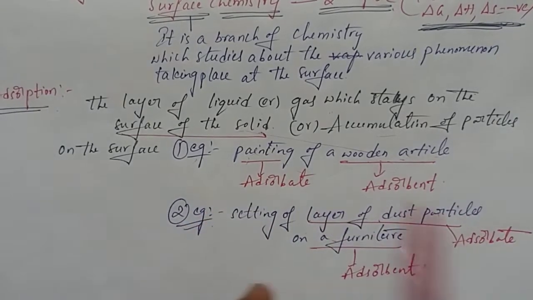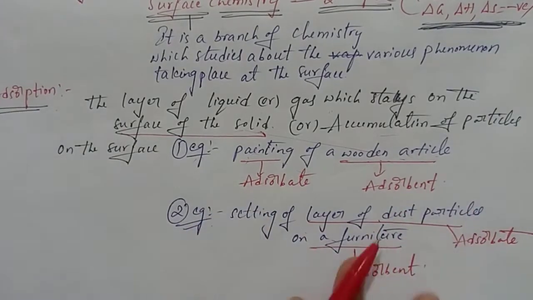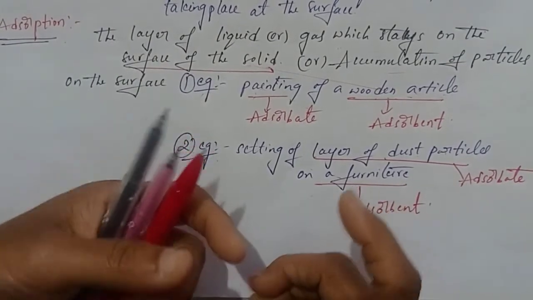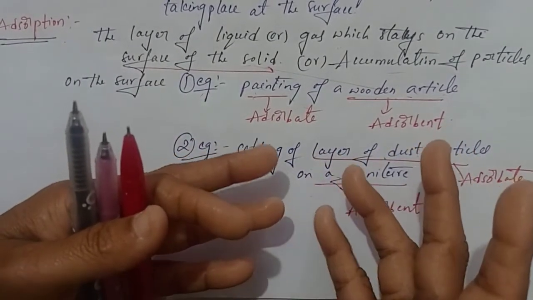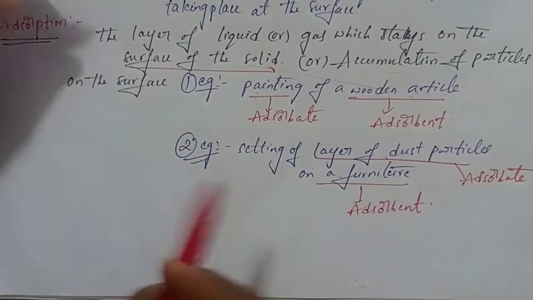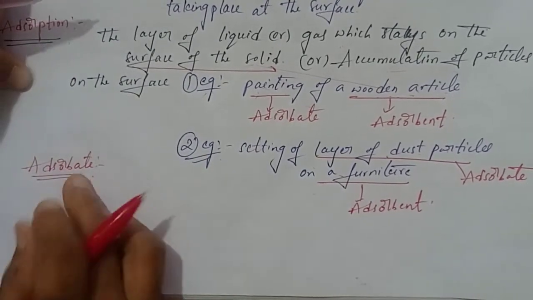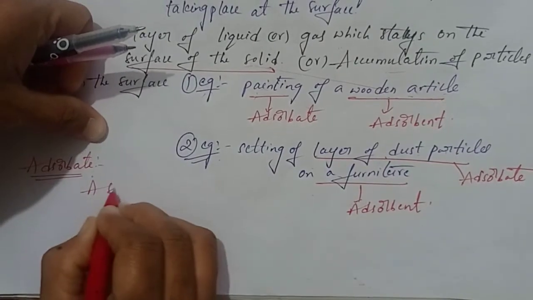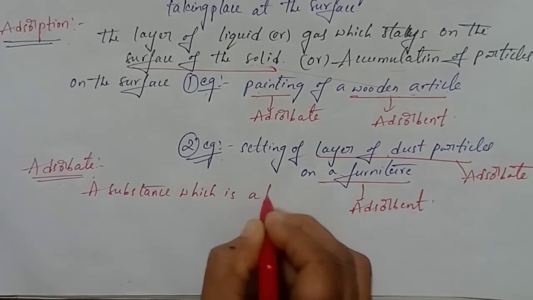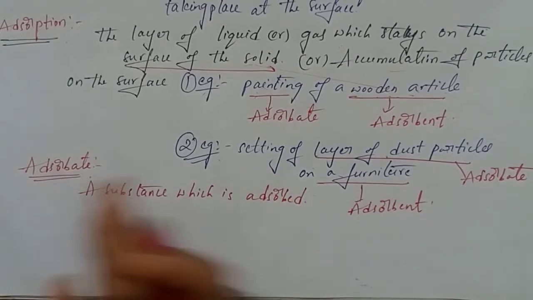This is adsorbate and adsorbent. Now, what is adsorbate? What is adsorbent? Adsorbate is nothing but the substance which is adsorbed. Are you following? What is adsorbate, students? A substance which is adsorbed. Clear this one? Which is adsorbed, that is adsorbate.